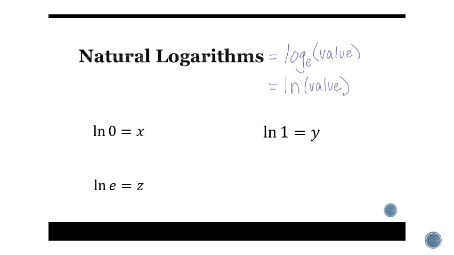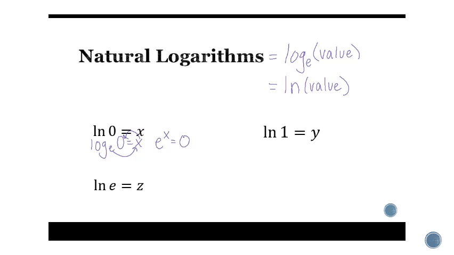So whenever you're dealing with natural logarithms, you just want to remember that you have a log base e. So if we're looking at these different types of equations, we would have ln of 0 equals x. Well, that's really log base e of 0 is equal to x. And if we loop our value around, we have e to the x power is equal to 0.